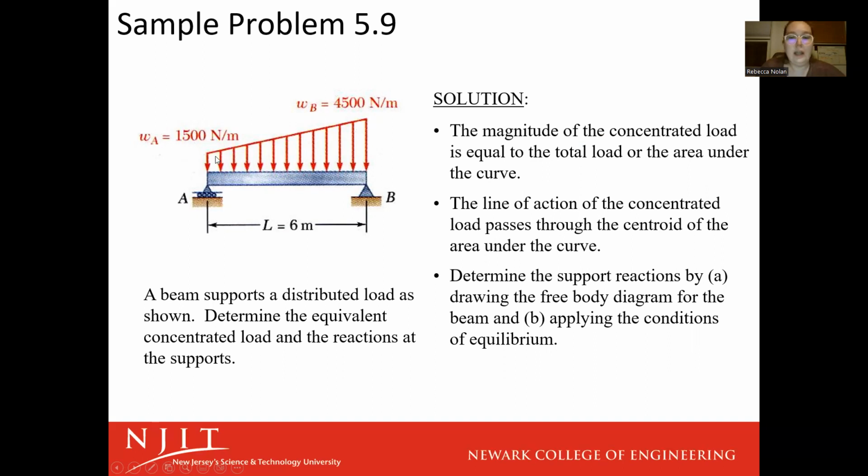There's a distributed load, with the minimum force at point A, where we're getting 1,500 newtons per meter. So that is a force per length, right? At our most impacted side, the side that has the biggest force, we're at 4,500 newtons per meter, again force per length. So we'll start with the distributed load, then we'll go to our reaction forces in a minute.